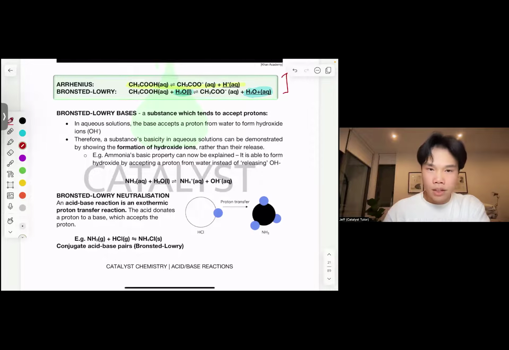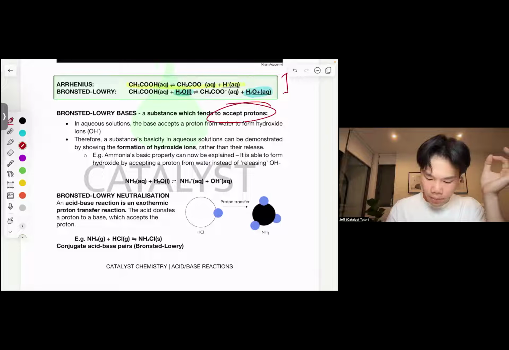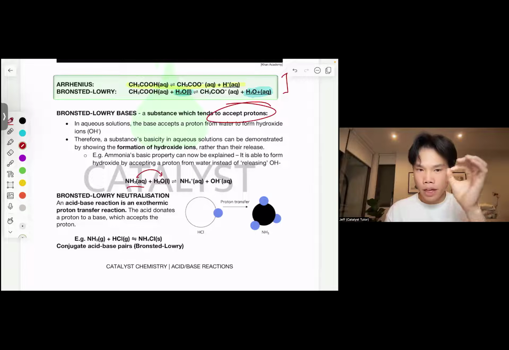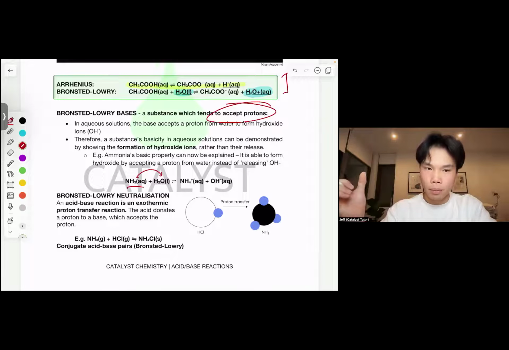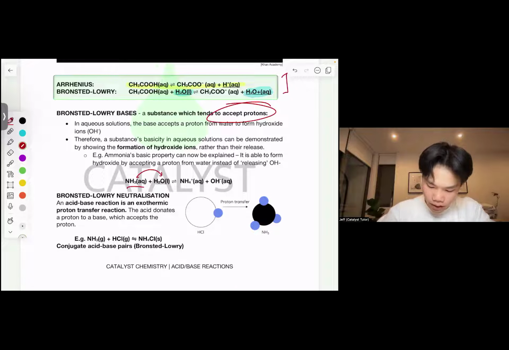Bronsted-Lowry bases, on the other end, are substances which accept protons. And something like ammonia can now be explained as a base because of its interaction with the solvent, once again. So when you see water in the equation, it's a Bronsted-Lowry equation. NH3 reacts with H2O to form NH4+ and OH-. This is your Bronsted-Lowry base in action, accepting a proton from water.